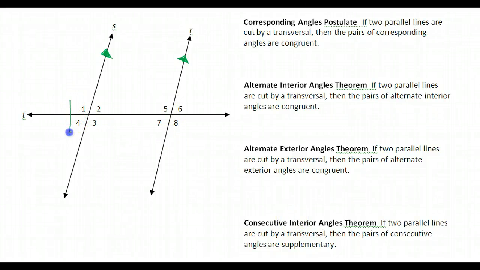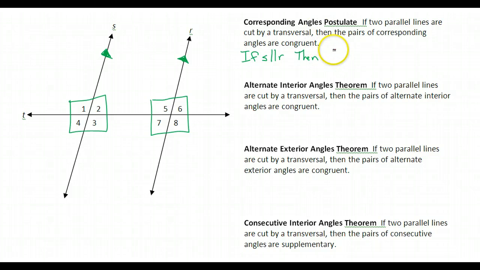If I look at these 4 angles and I slide those 4 angles across my transversal, 1 is going to take up the exact same amount of space as 5. So 1 and 5 are going to be congruent. So if my lines are parallel, if S is parallel to R, then all my corresponding angles will be congruent.